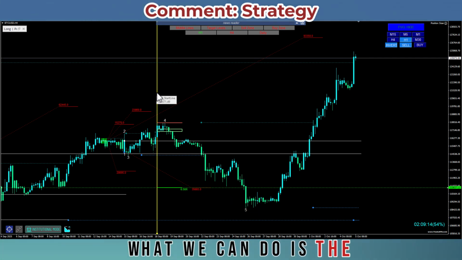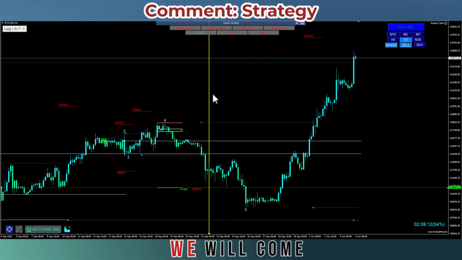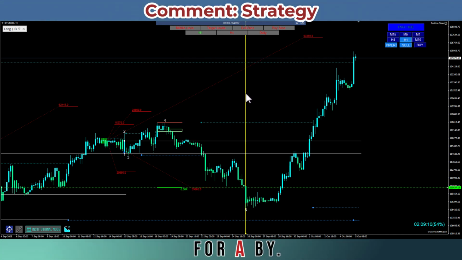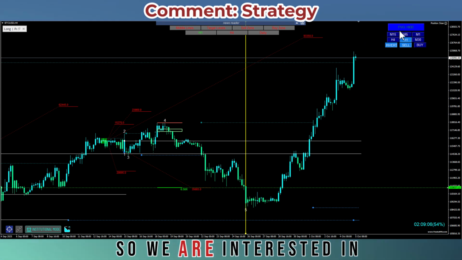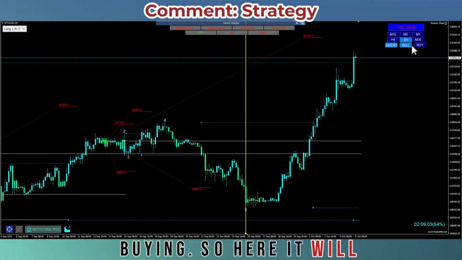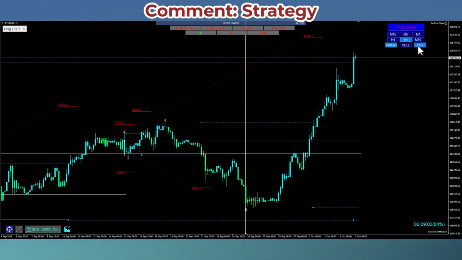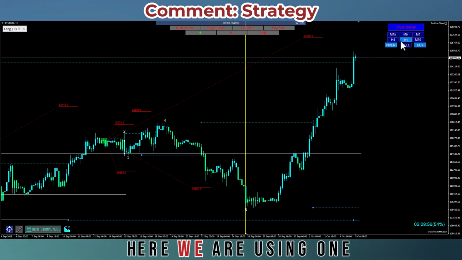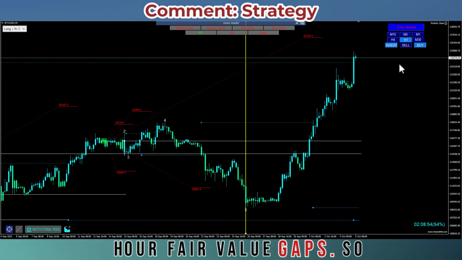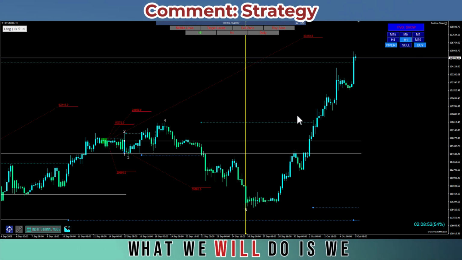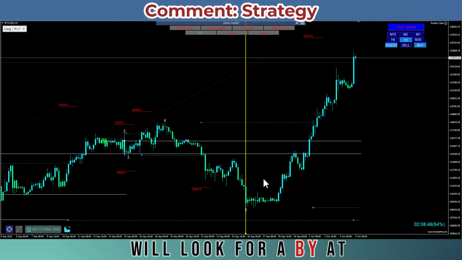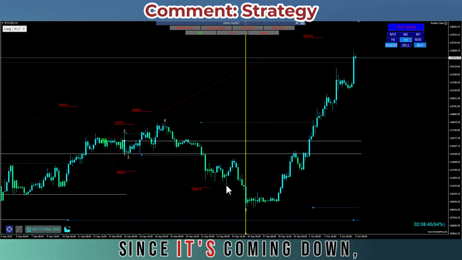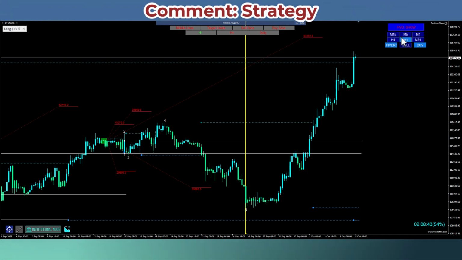Now when this was reached, we expect this to bounce back again. Now what we can do is the following. We will come here, and we are looking for a buy. So here it will not be a sell, it will be a buy. Actually, I'm putting here the 4-hour chart, and here we are using 1 hour fair value gaps. So what we will do is we will look for a buy at these levels. So we are interested in a buy, and since it's coming down, we are looking for inverted.